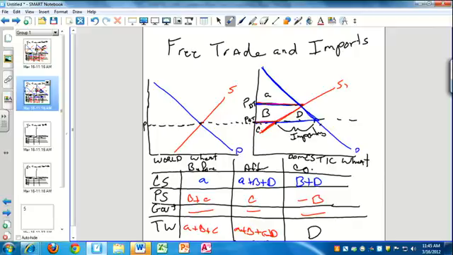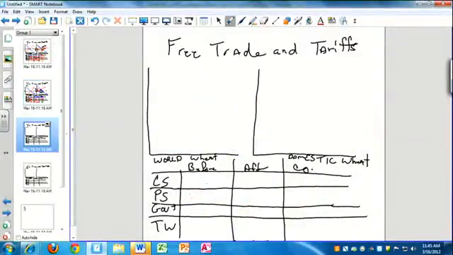Okay. So that is imports and exports. Let's do one dealing with tariffs. Now, tariffs are trade taxes. Taxes you levy on something coming into your country. So, let's do this. I'm going to do a demand and supply curve.